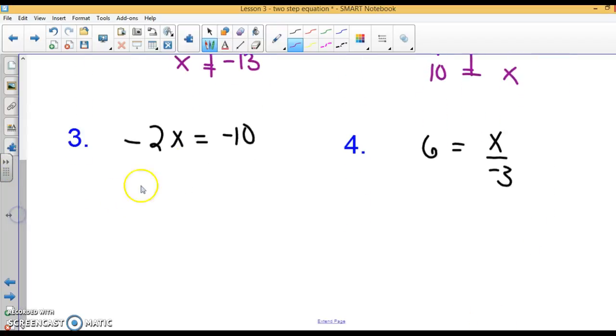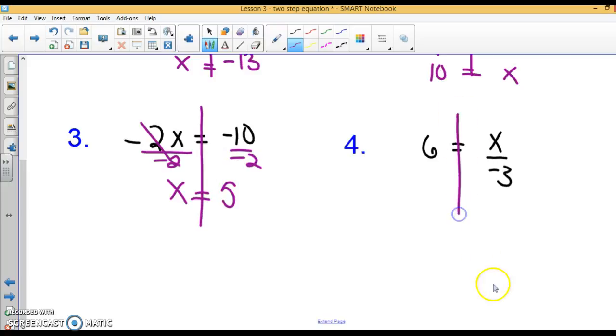Number 3. Draw your line down the middle. Variable's on the left side. What is happening with the variable? We are multiplying by negative 2. So what's the opposite of multiplying by negative 2? We divide both sides by negative 2. Negative 2 divided by negative 2 is 1. So I'm left with 1x, which is just x. Negative 10 divided by negative 2 is positive 5.